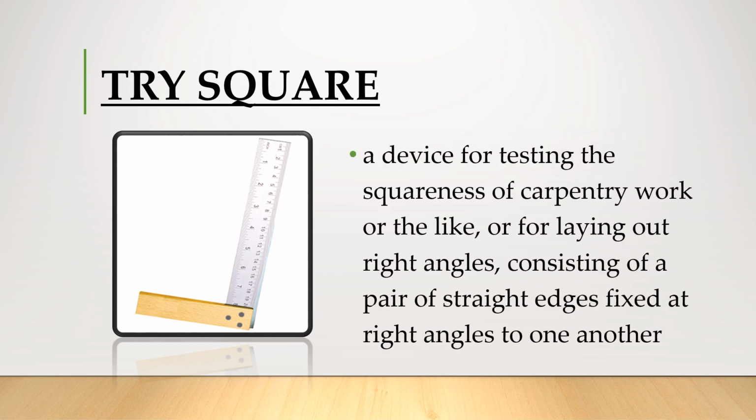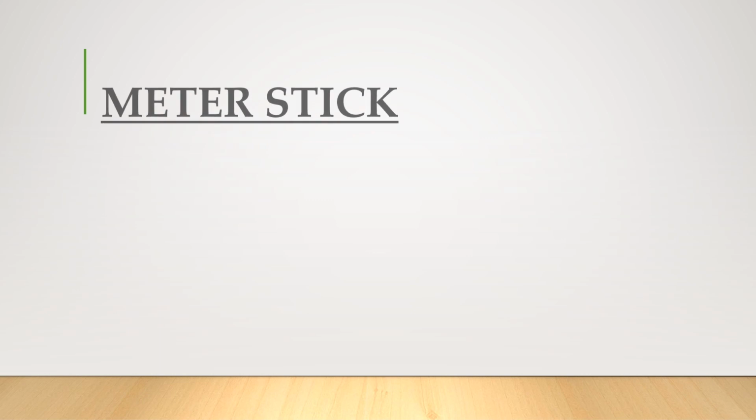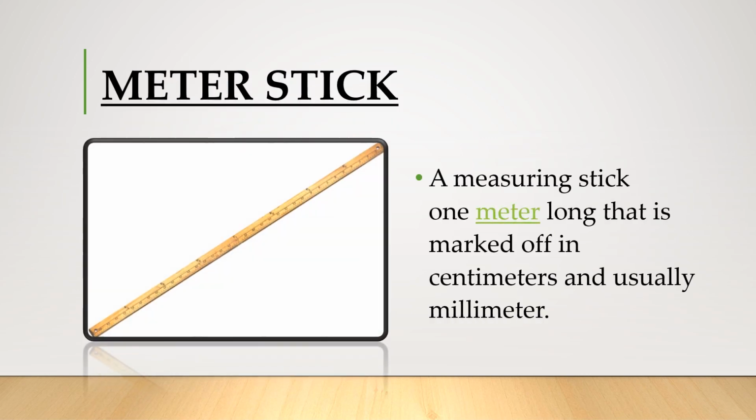Tri-square. Tri-square is a device for testing the squareness of carpentry work or the like, or for laying out right angles, consisting of a pair of straight edges fixed at right angles to one another. Meter stick. A measuring stick 1 meter long that is marked off in centimeters and usually in millimeters.